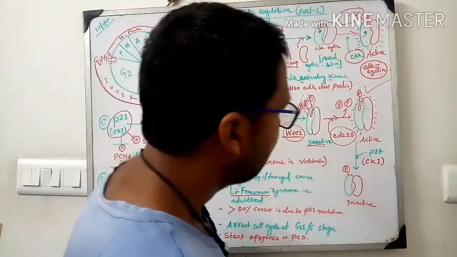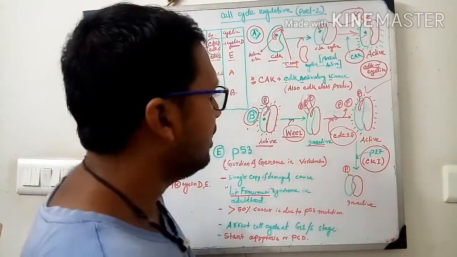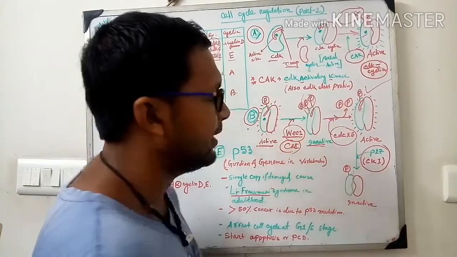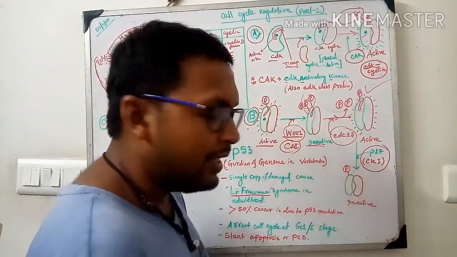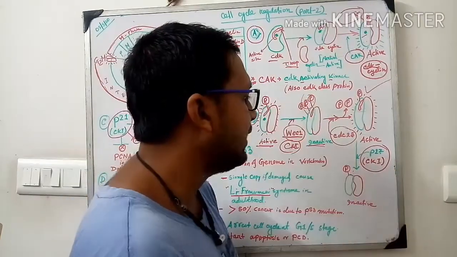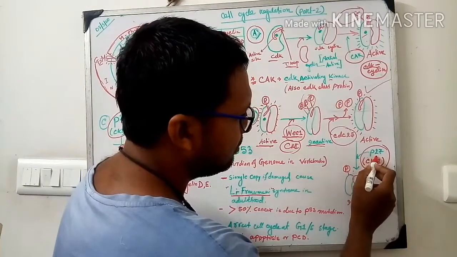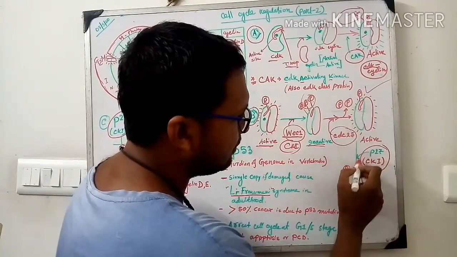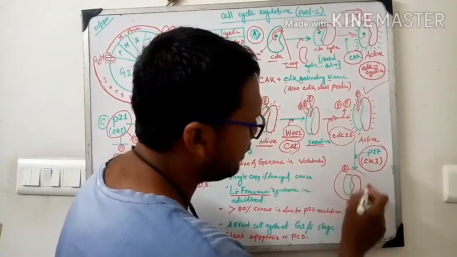Now another inhibitor. These inhibitors are called CKI, CDK cyclin inhibitors. One CDK cyclin inhibitor is P27. This P27 protein has so many functions, we will discuss later. When P27 gets attached to the CDK cyclin, it destroys it after attachment, and its function is inactivated again.